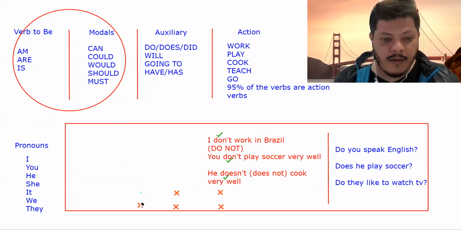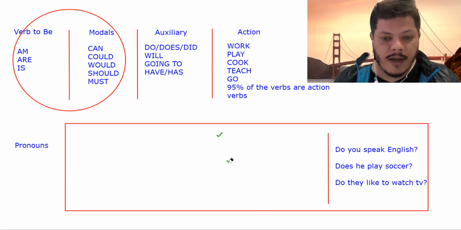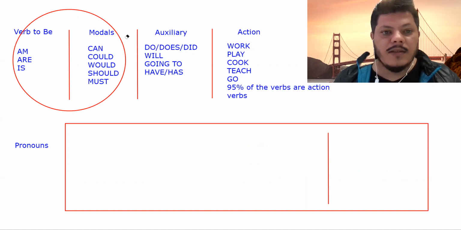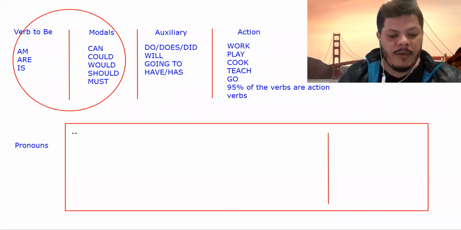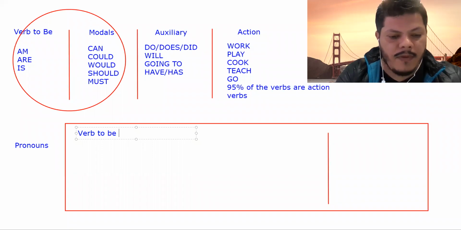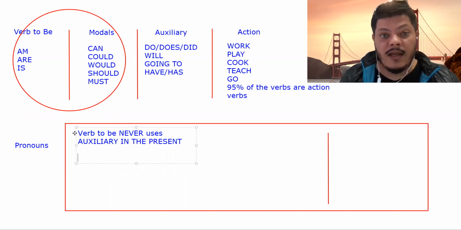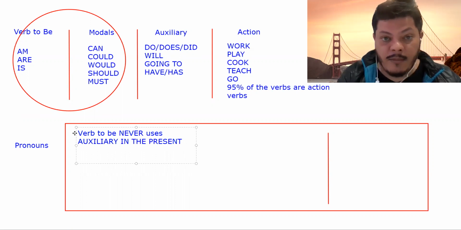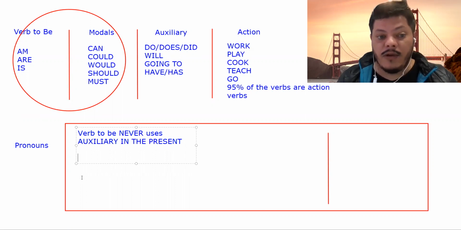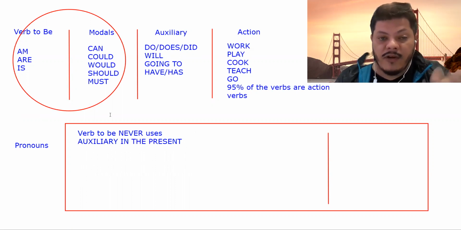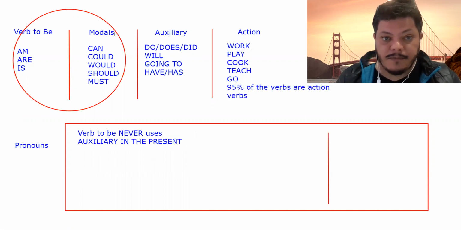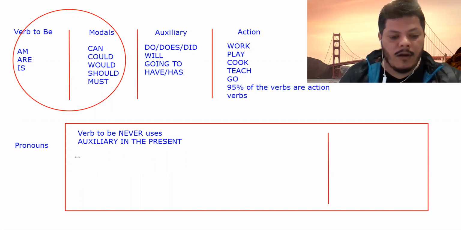So let me erase here some of the things that we are talking about. Okay, so verb to be never uses auxiliary in the present. So you will never say, do you are. Never forget about that. When you have the verb to be, what you will do is change the position if it's a question. And let me write here again, right?